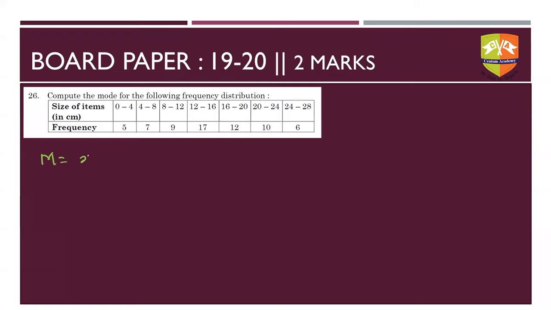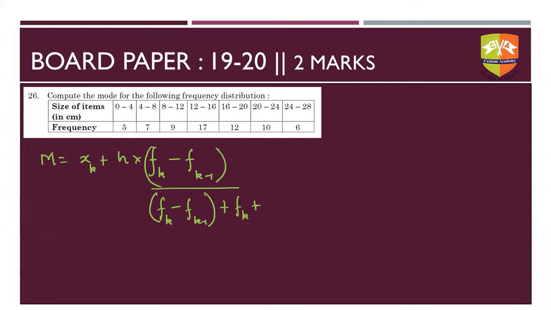So mode is equal to xk plus h into fk minus fk minus 1, divided by, in your book it is 2fk, but I prefer to write it this way because I can connect with it, so hence I write like this: 2fk minus fk minus 1, minus fk plus 1. That's it. So now the values. So what is the modal class? So write down the modal class. 12 to 16. Correct.